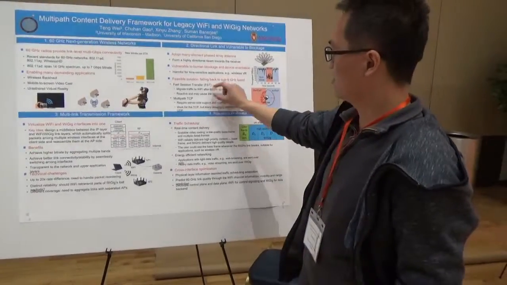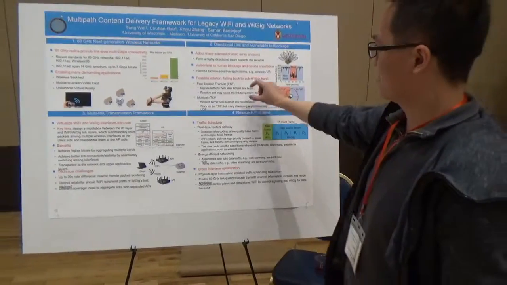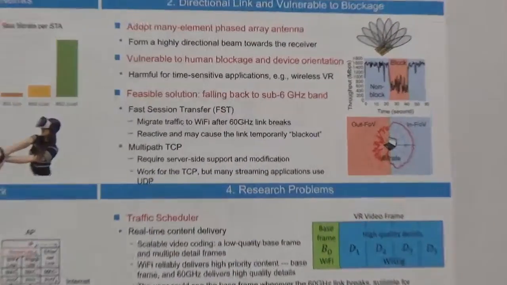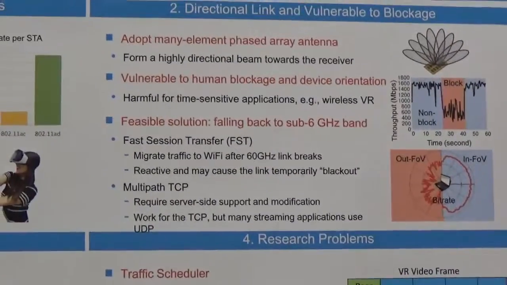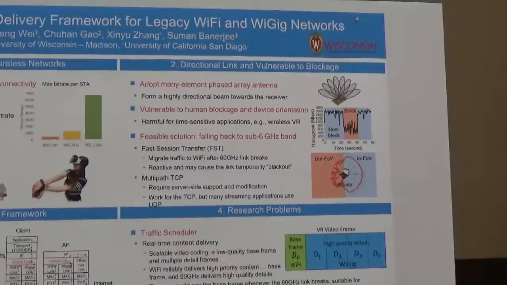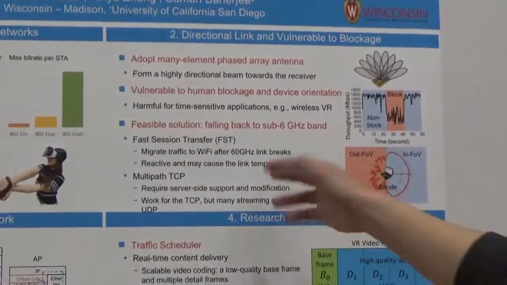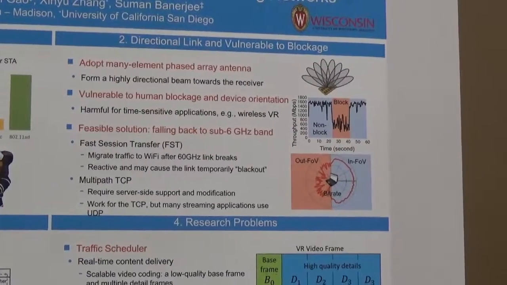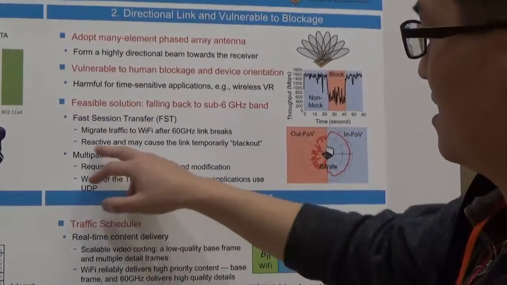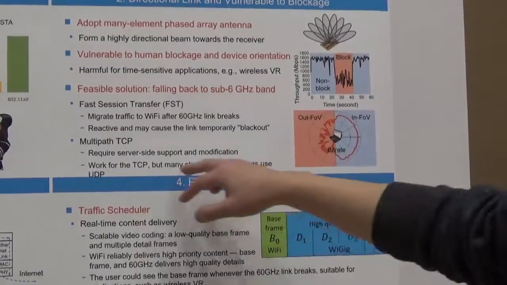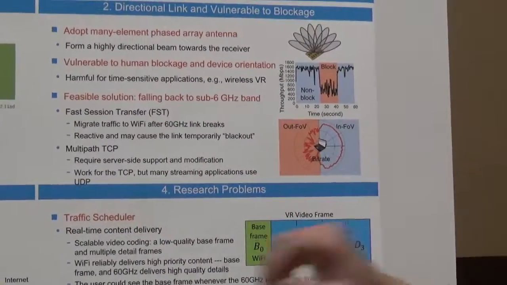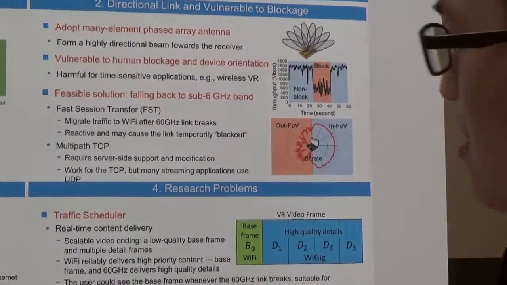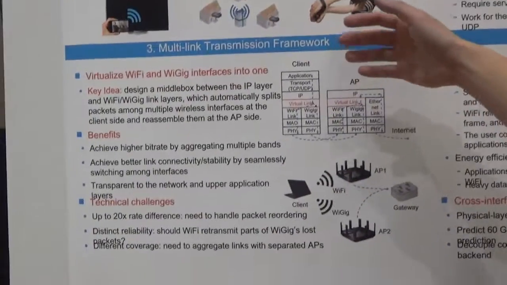There are two existing designs related to this idea. One is fast session transfer, which moves the link to the Wi-Fi link. But this design is repetitive, and there may be some very short transitions during which the link is lost. The other is multipath TCP, but this requires server-side application support and only works for TCP, not for real-time streaming applications like UDP. So our basic idea is to propose a multi-link transmission framework.